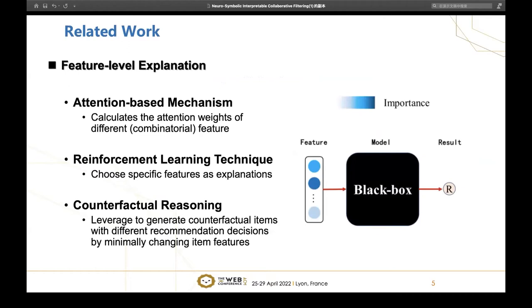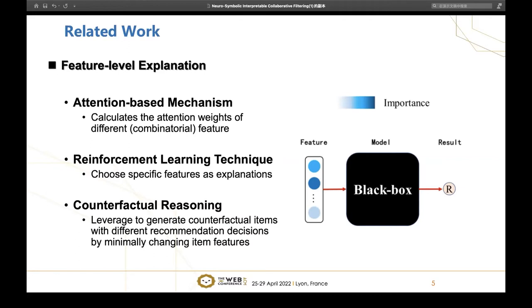There have been some works on the interpretability of feature level. The attention-based mechanism is largely used in this scenario, which calculates the attention weights of different features. Besides the above attention-based methods, reinforcement learning techniques can be used to choose specific features as explanations. Factors such as recommendation accuracy and explanation readability form a hybrid reward to guide reinforcement learning.